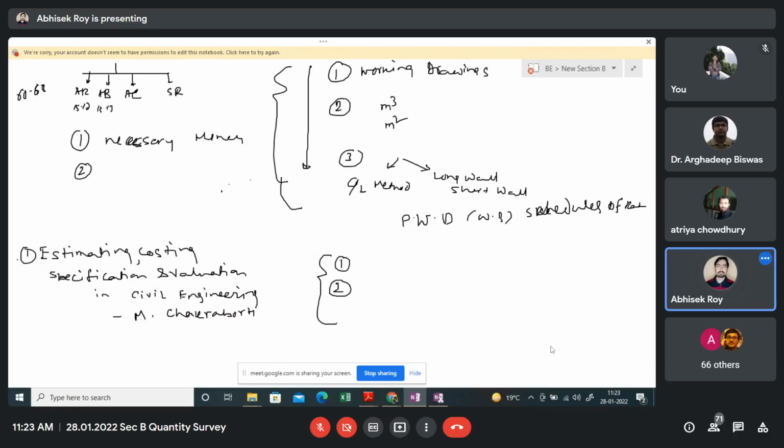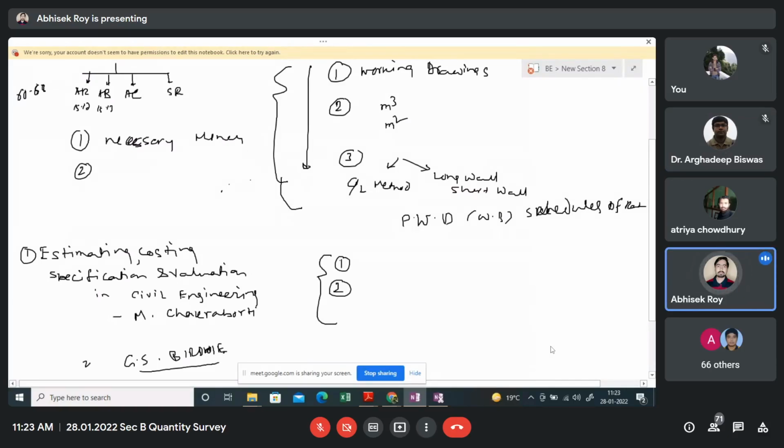Can you write the names of these two books and the other author? G.S., what is the spelling? G.S. Birdi. D for Delhi, I, E. G.S. Birdi, is it D-H-I or D-I-E? D-I-E. Okay, D-I-E. So this one.